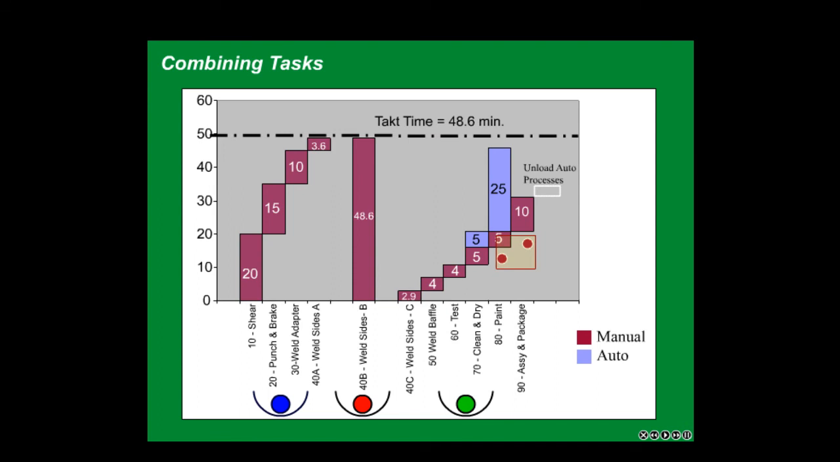You will notice that we've added 2 pieces of WIP to the third operator's area. These enable the operator to complete each operation and then continue processing a part. Without these pieces of WIP, he would be idle until the automated cycle is completed, and a part becomes available for him to process.